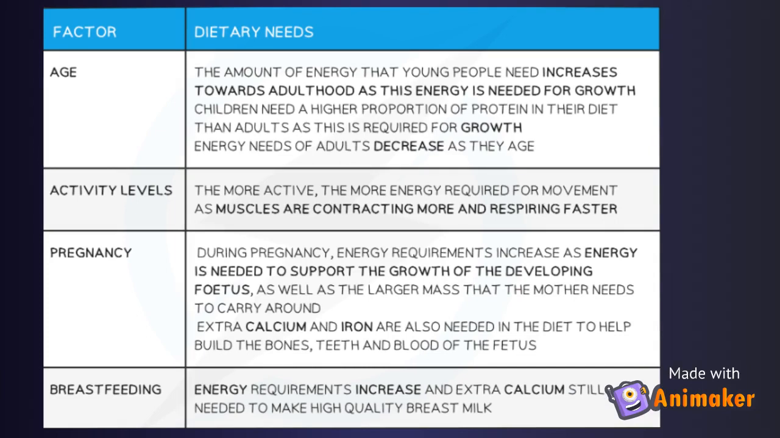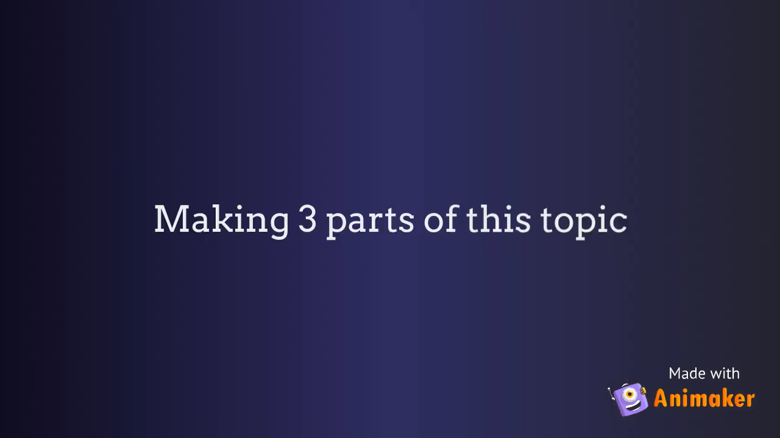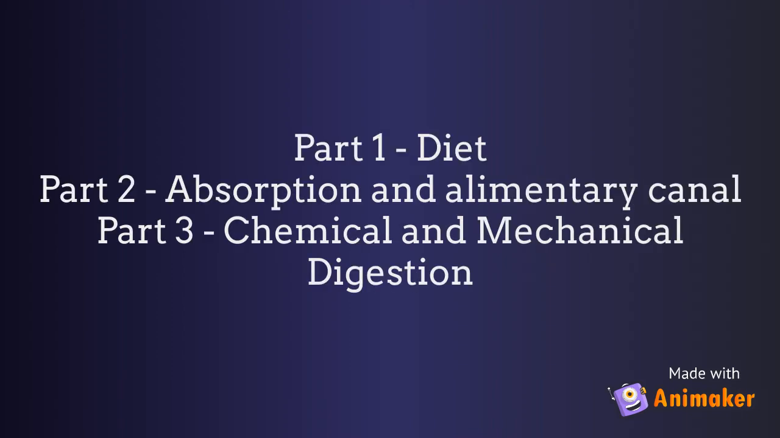So it's already a very lengthy video, so I've decided to club this topic into three parts. So human nutrition will have three parts. This is one part, diet. The second part will involve alimentary canal and absorption. And then the third part will include mechanical digestion and chemical digestion.